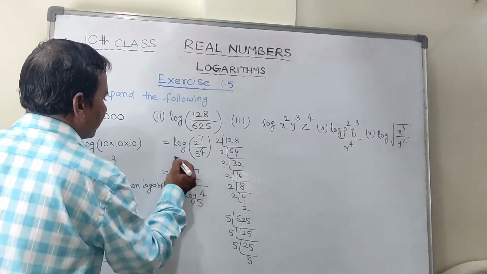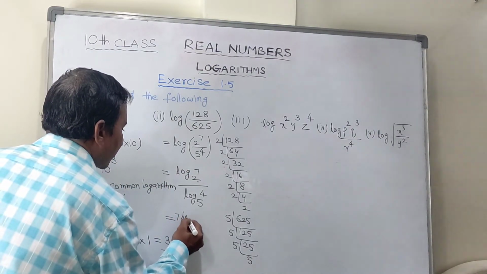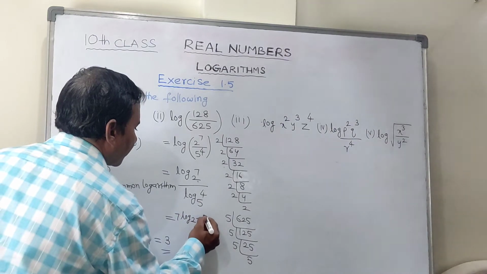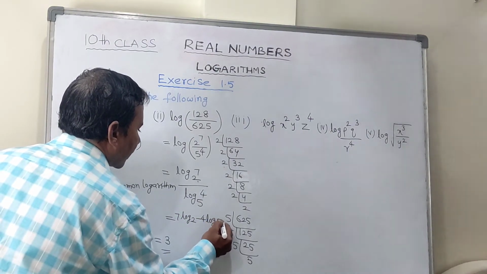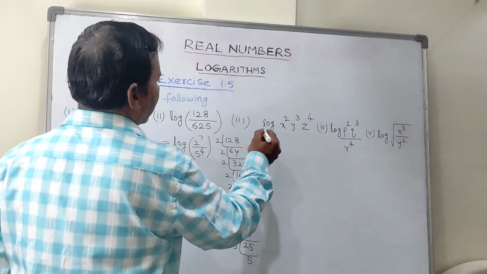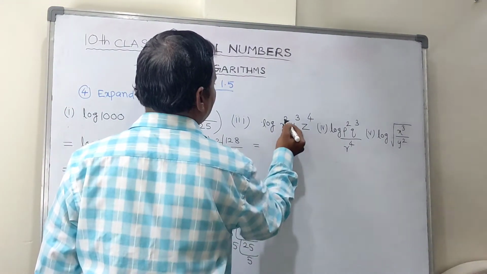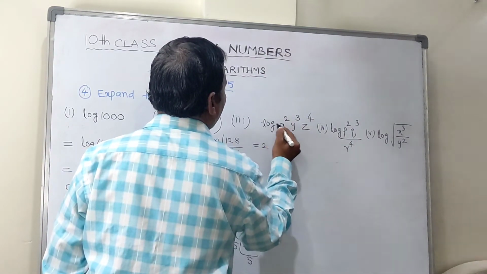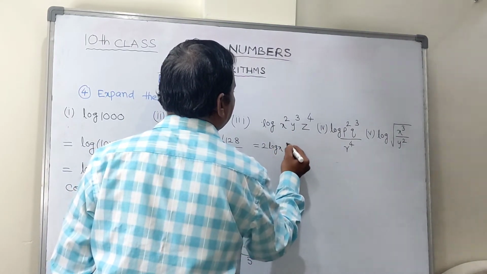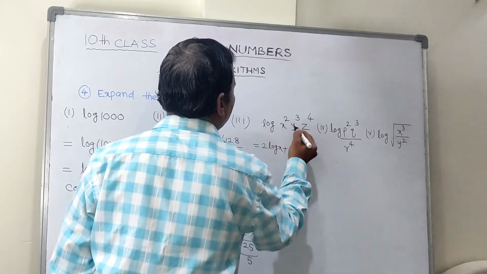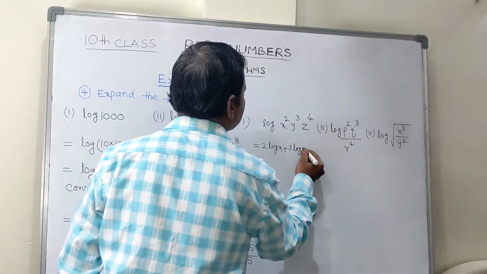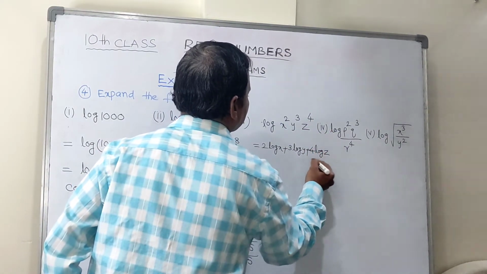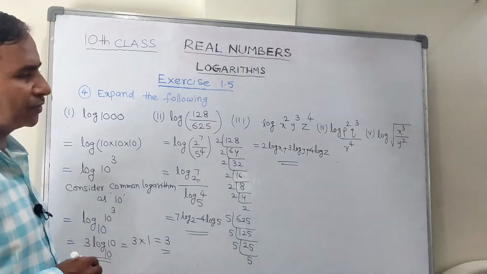If you rewrite this, 7 comes first as 7 log 2, division becomes minus 4 log 5. Okay. Now here also there is no base, means apply the formula directly. The powers will come front, each one separately. 2 log x, into becomes plus 3 log y, plus 4 log z. So this is the third one.